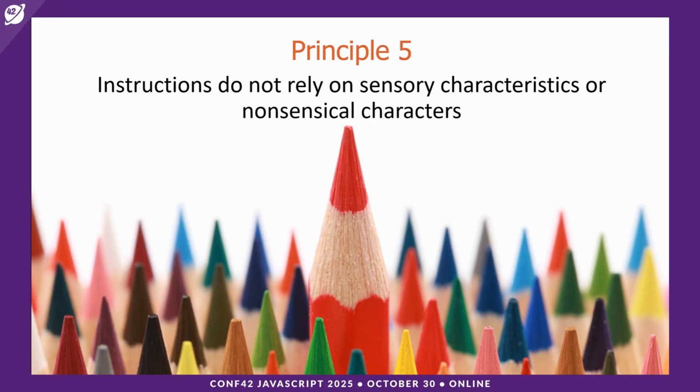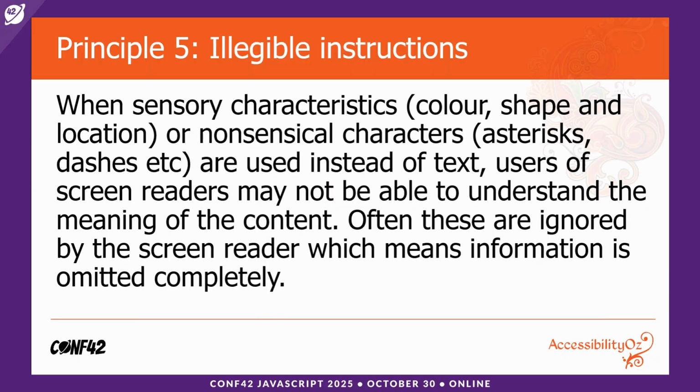Next is Principle 5. Instructions do not rely on sensory characteristics or nonsensical characters. When sensory characteristics, color, shape, and location, or nonsensical characters, asterisks, dashes, etc., are used instead of text, users of screen readers may not be able to understand the meaning of the content. Often these are ignored by the screen reader, which means information is omitted completely.